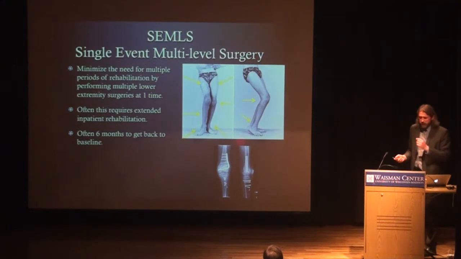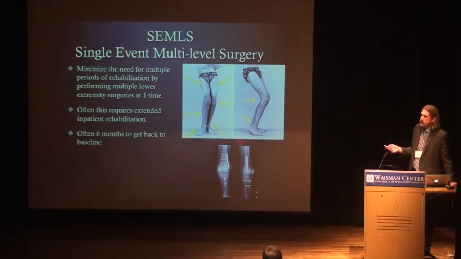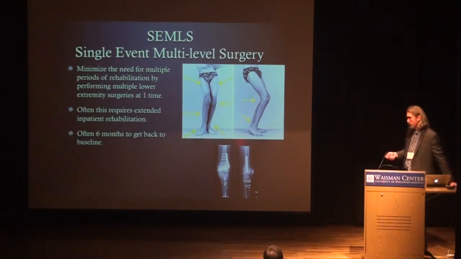I'm really briefly just going to talk about SEMLS. This can mean a lot of different things to different people. But the idea is that in the past, the child might have tight hamstrings and they would have their hamstrings lengthened, and then it would look like they had tight heel cords, so their heel cords would be lengthened, and then it would look like their hips were coming out, so they'd have their hip surgery. So every other year, a child might be in or out of surgery, rehab, having all this done.